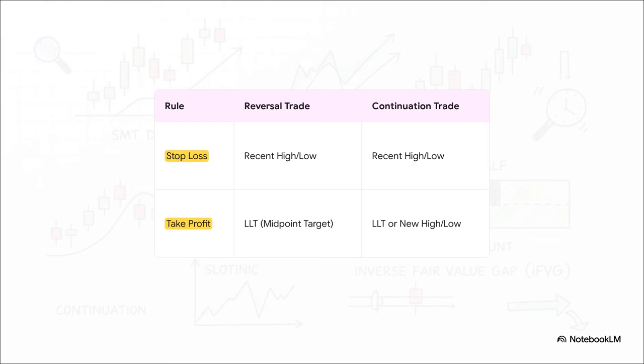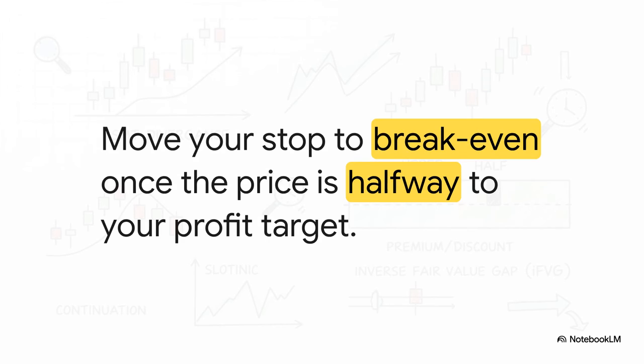For take profits, a reversal is aiming for the midpoint of that unbalanced range. A continuation can aim for that same midpoint, or you can shoot for a new high or low, since you're trying to ride the bigger trend. And this next one is a huge rule for managing your risk. You have to do this. Once the trade is halfway to your profit target, you move your stop loss to break even. Just slide it right up to your entry price. This immediately takes all the risk out of the trade. It's how you make sure a nice winning trade doesn't suddenly turn around and become a loser.